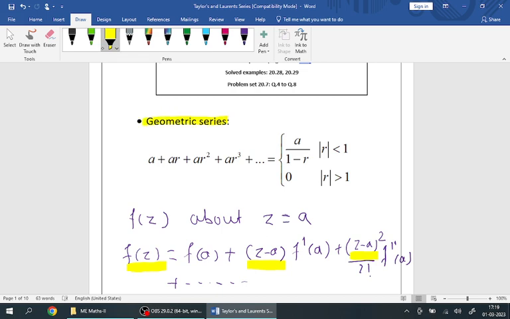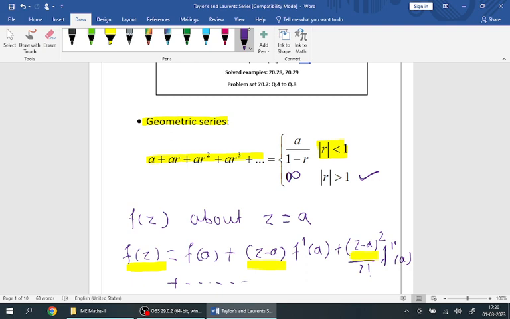The importance of this series, which you learnt in your school days, is the geometric series a plus ar plus ar square plus so on. This is an infinite sum where a is the first term and r is the common ratio. It has the finite value a upon 1 minus r, provided mod r is less than 1. This is the most important condition. Whenever mod r is less than 1, only then does this series have a finite value, a upon 1 minus r. Otherwise, the value of the series is infinity. When mod r is greater than 1, the series will not converge to a finite value; it diverges, and that divergence means it is infinity.